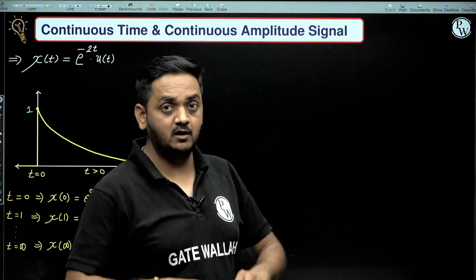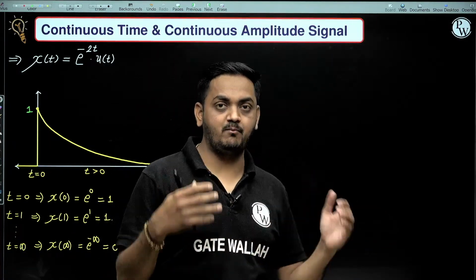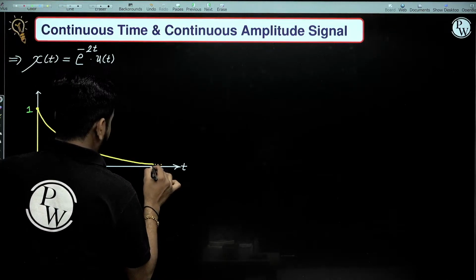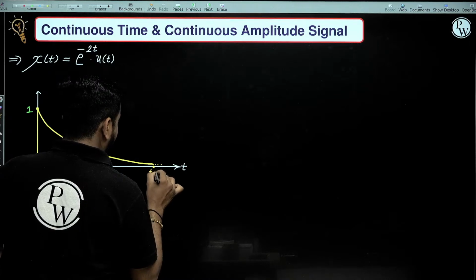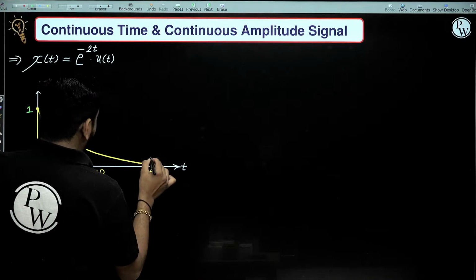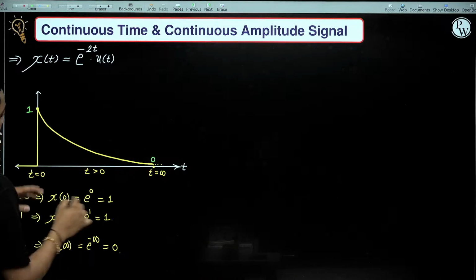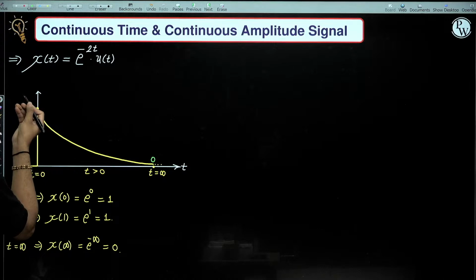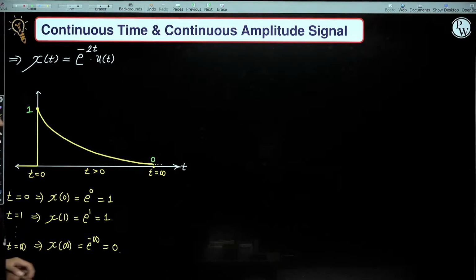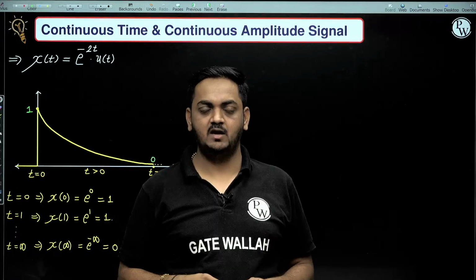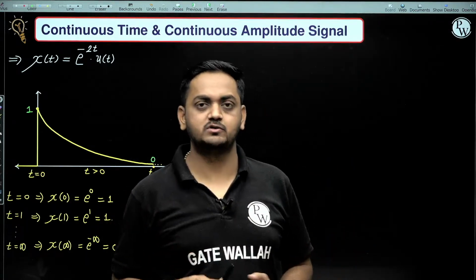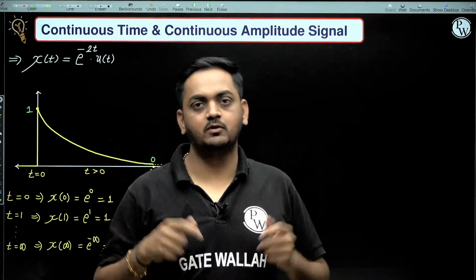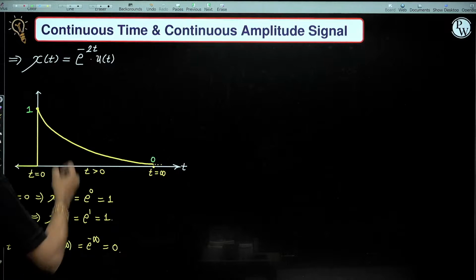Now tell me here, the number of amplitudes from 1 to 0, where at t equal to infinity, amplitude will be 0. So from 1 to 0, how many amplitudes are there? As we can see, from 1 to 0, an infinite number of amplitudes are possible, and whenever that is the case, it is a continuous amplitude signal. So here time is also continuous and amplitude is also continuous.